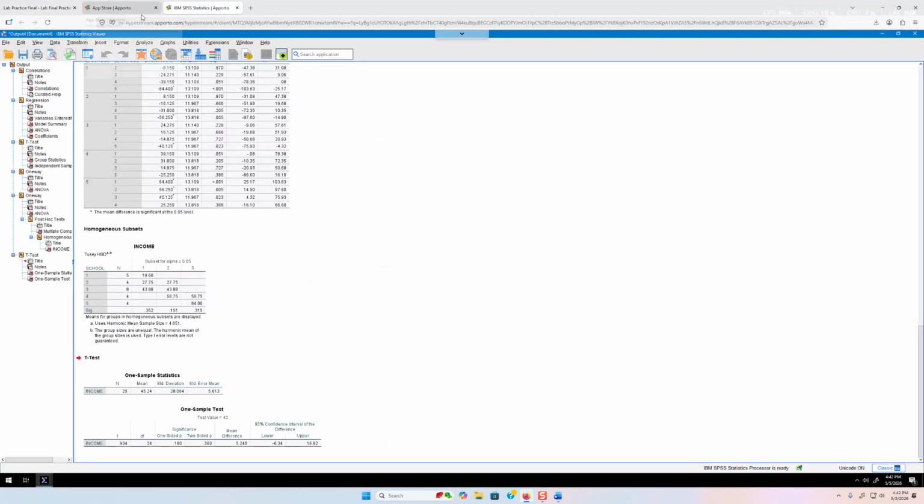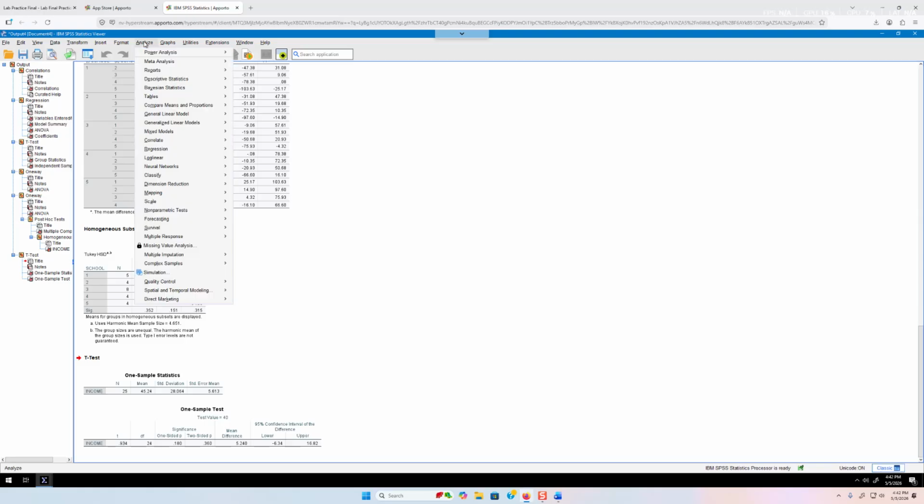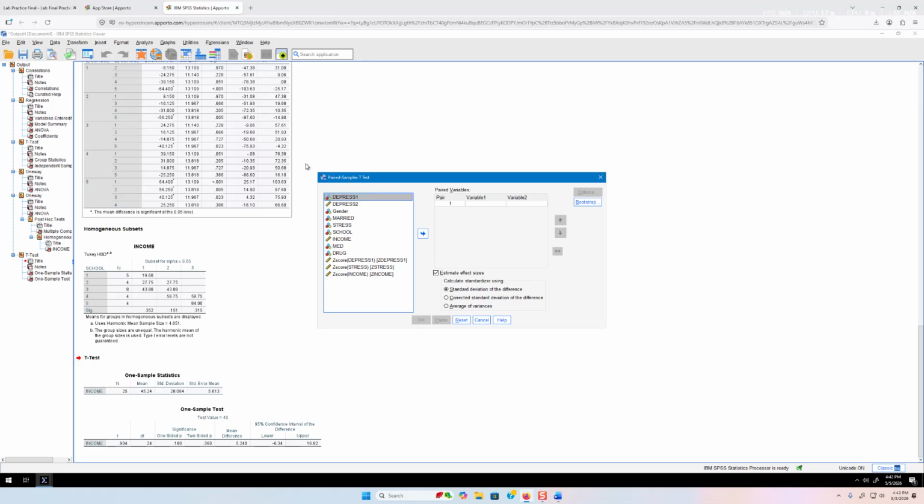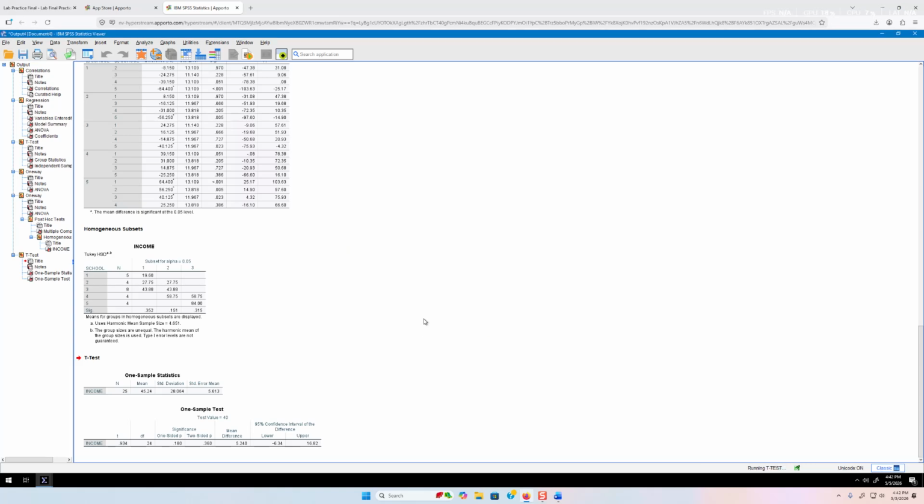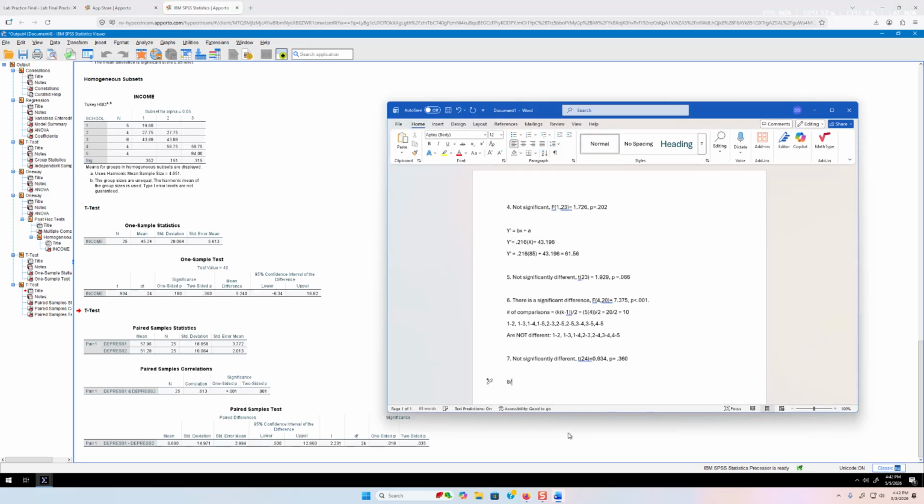So we're going to go into the data here, SPSS, analyze, compare means, paired samples t-test for this. Depression 1, depression 2. Don't need effect size for any of this. Just put depression 1, depression 2, hit OK. Are they different? P-value, two-tailed, 0.035. That's less than 0.05, so there is a significant difference.